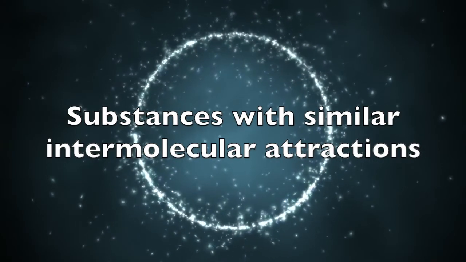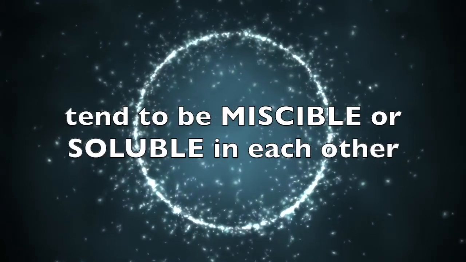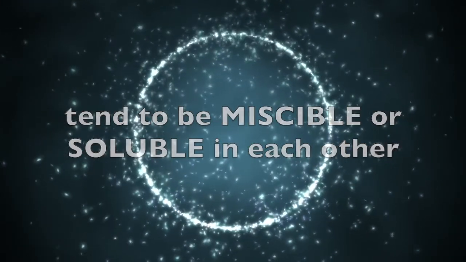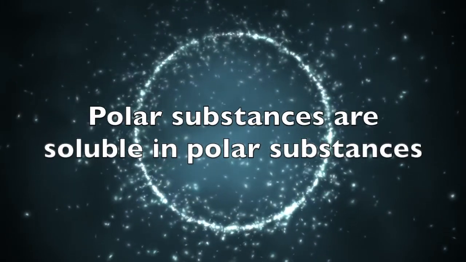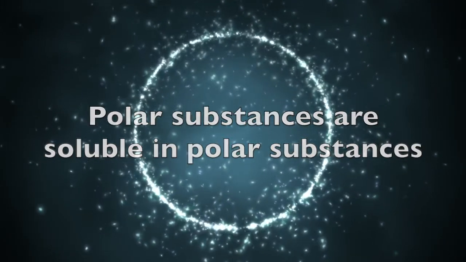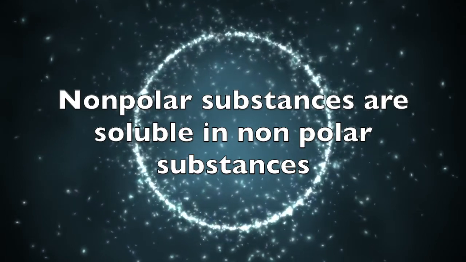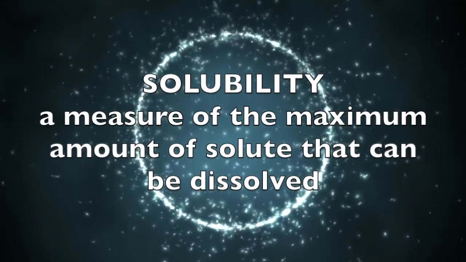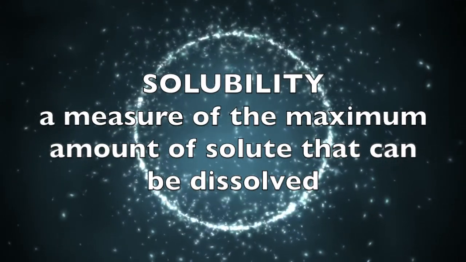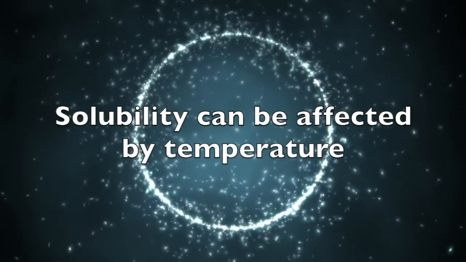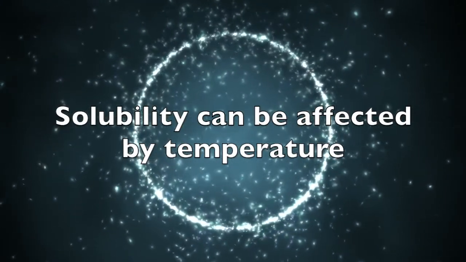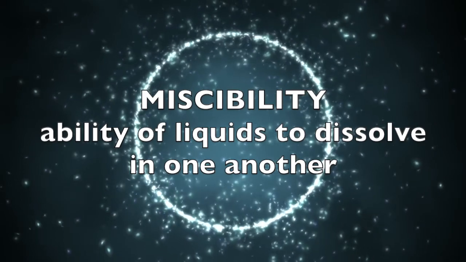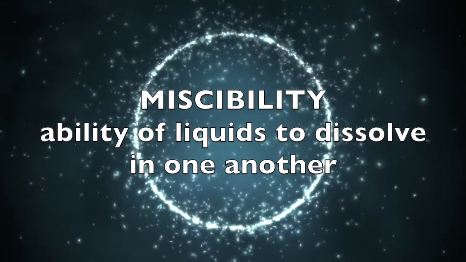So let's summarize. Substances with similar intermolecular attractions tend to be miscible or soluble in one another. Polar substances tend to be soluble in polar substances, and nonpolar substances tend to be soluble in nonpolar substances. Solubility is a measure of the maximum amount of solute that can be dissolved in a solvent. Solubility can be affected by temperature, and the term miscibility refers to the ability of a liquid solute to dissolve in a liquid.